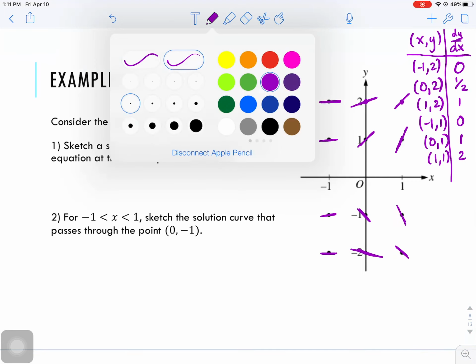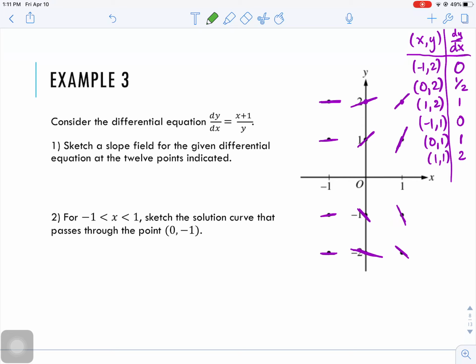So now we're going to do the second part. The second part says on the interval between -1 and 1, well, that's where our graph is, sketch the solution curve that passes through the point 0, -1. So we want to approximate what the antiderivative function would look like if we were to integrate this differential equation and have it go through the point 0, -1. So we start by plotting the point 0, -1. So that is this point right here.